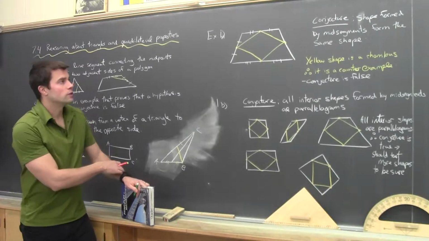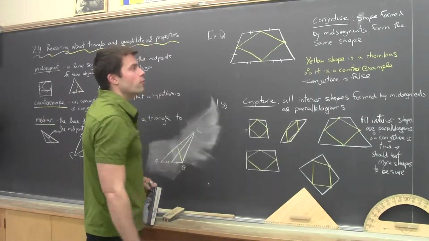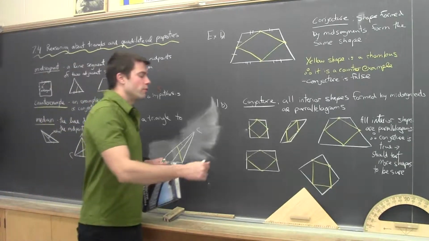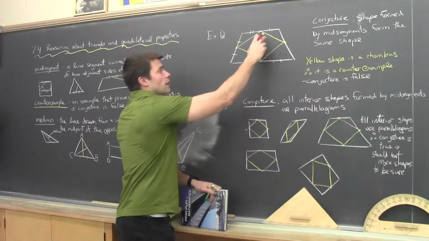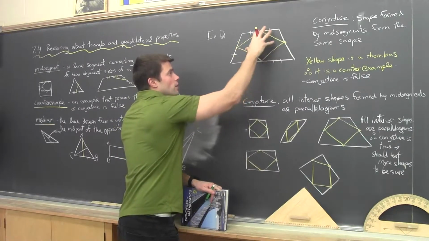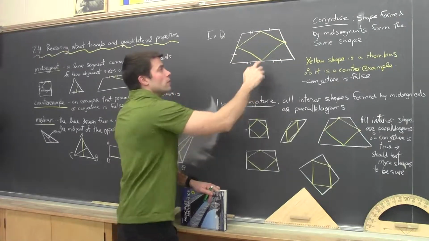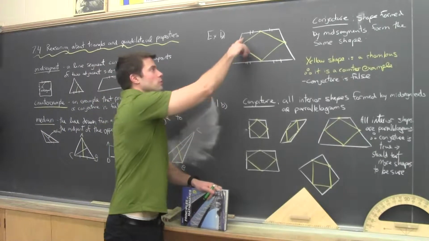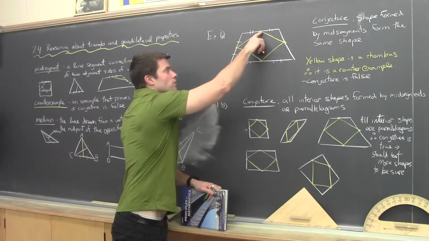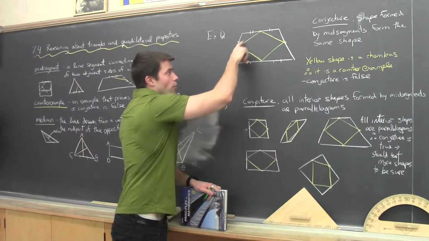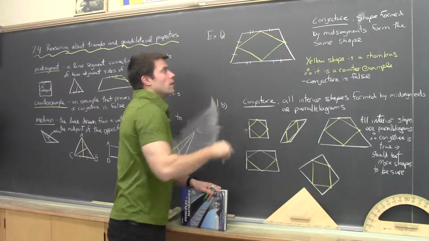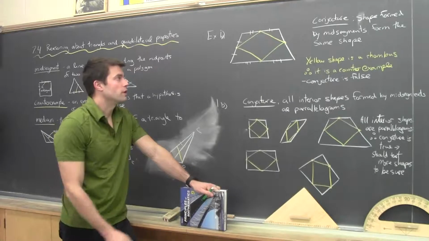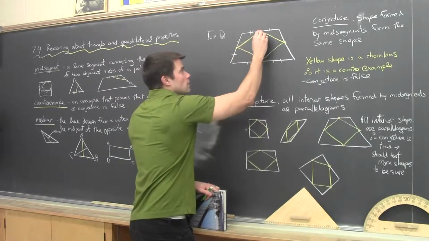All right, so the first example, we have a conjecture: a shape formed by mid-segments forms the same shape. When we join the midpoints of the exterior shape, the conjecture is that the interior shape is the same as the exterior. So if I have a trapezoid here in white, the conjecture says that if I join the midpoints, creating mid-segments, I'll get a trapezoid on the interior of the shape.